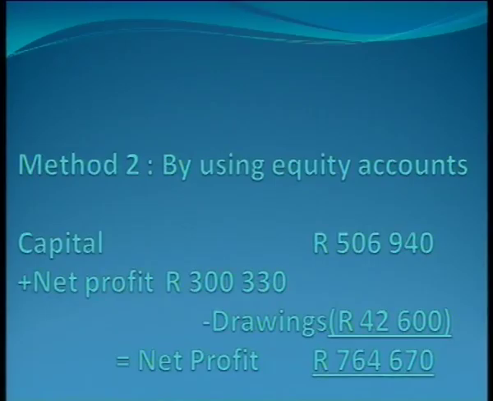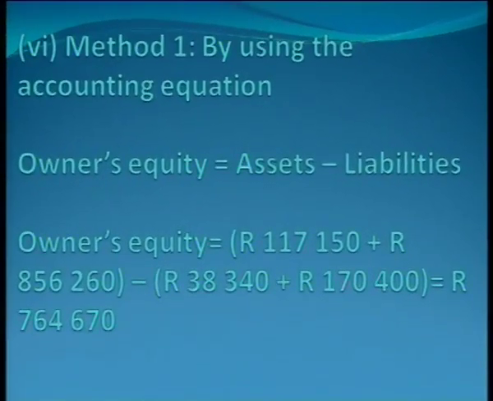Using method 2 to calculate your owner's equity, we say your capital is 506,940 plus your net profit of 300,330 less the drawings that were made of 42,600 will give you an owner's equity of 764,670. Note at this point that your owner's equity amount calculated using the equity accounts and the one calculated using the accounting equation are the same.